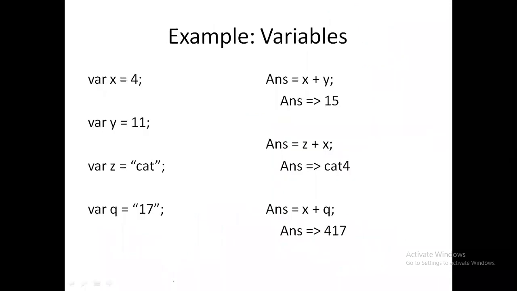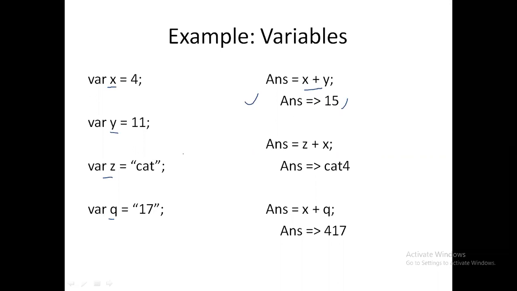Here the examples have been given, examples of variables. I can have a lot of variables here. I have x as a variable, y as a variable, z as a variable, q as a variable, on which I am doing some operations. Here I am saying x is greater than 15. I am adding x plus y, and I got the answer 15, so I am adding both things.